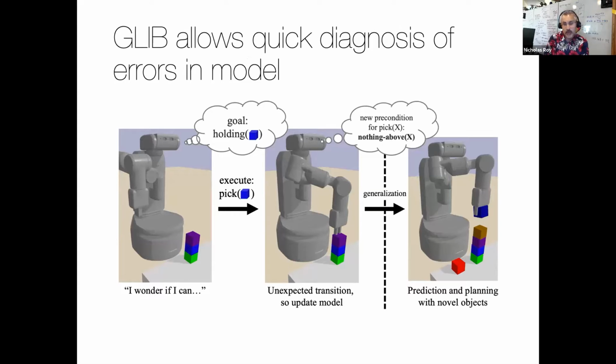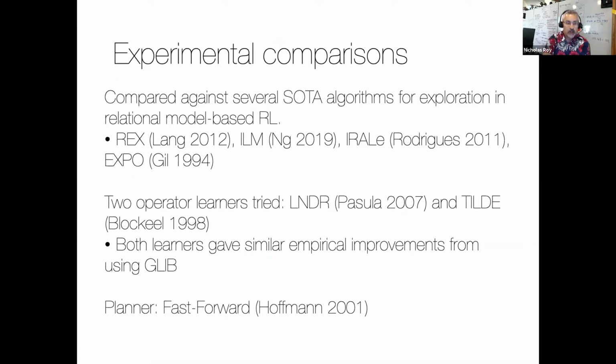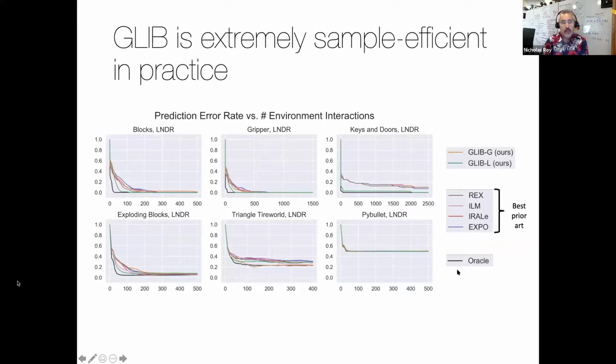So we attempt to achieve a goal such as picking an object up. We've failed to do so because we weren't holding the object, and so we obviously need to add a precondition for the pick action. We test this in several domains, such as some of the classical planning domains, a simulated robot block stacking domain, and compare it to a number of state-of-the-art algorithms. And what we see is that this approach is extremely sample efficient in practice.